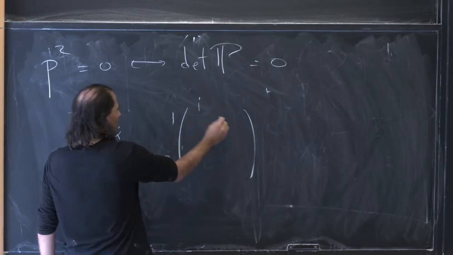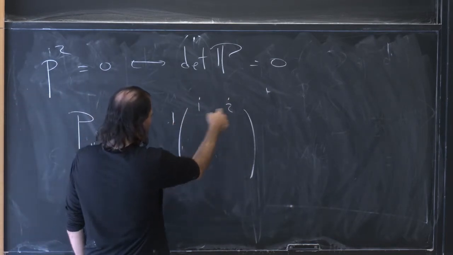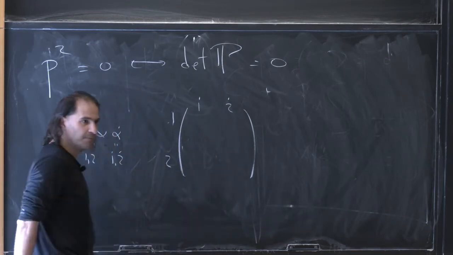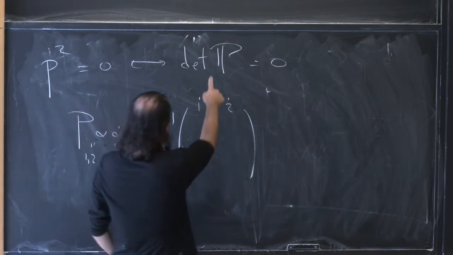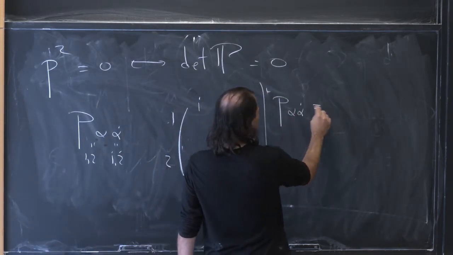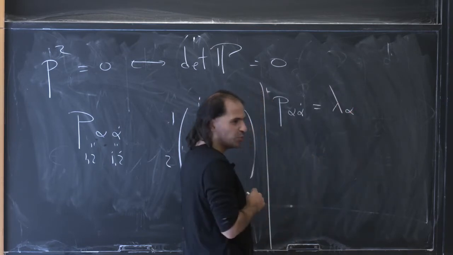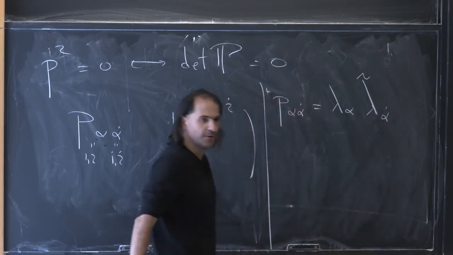Do not be scared. It's literally just these entries. 1 1 dot is that entry, 1 2 dot is that entry, and so on. So our matrix is p alpha alpha dot, and what does it mean that it has rank 1? It means that I can write p alpha alpha dot equals the outer product of two vectors, one of them which I'll call lambda alpha, and the other one I'll call lambda tilde alpha dot.